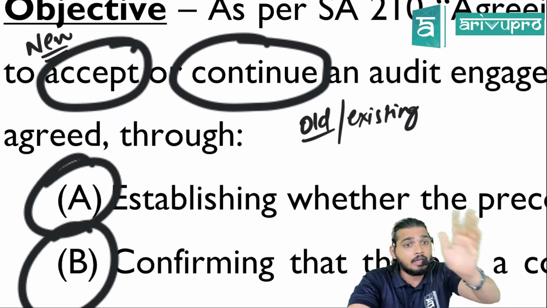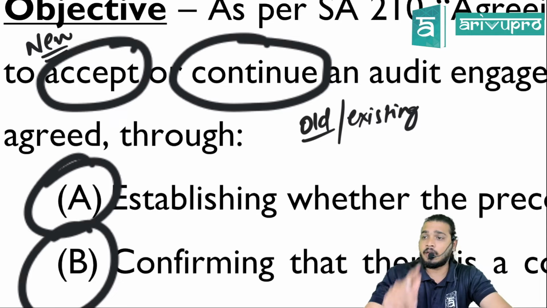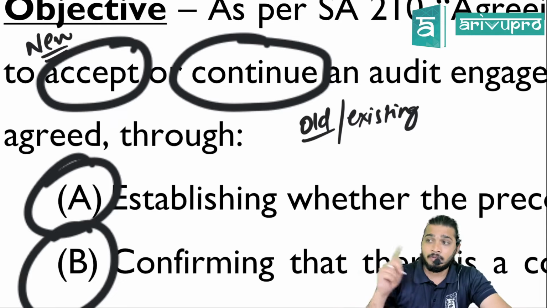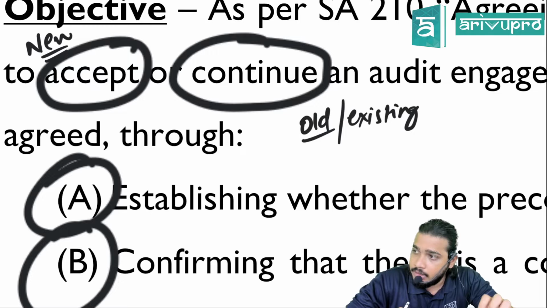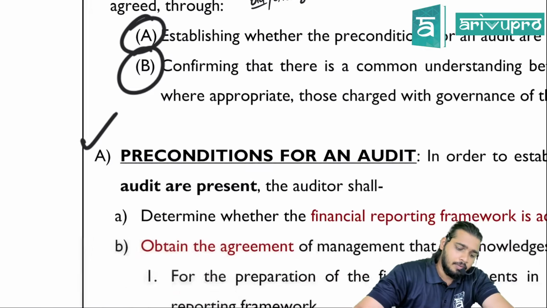Your answer was 50% right. What was your answer? Only while accepting the new client. No, whenever we are continuing with our old client also, SA 210 will come. Basically, SA 210 targets not whether it is first time or nth time. It targets whether the terms are same or terms are different. Understood? Clear? Right. So, let's start.